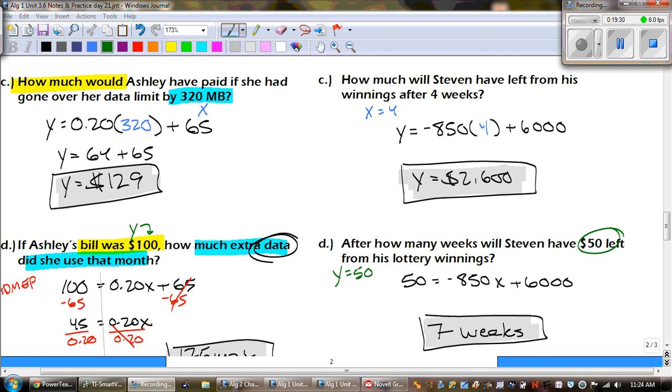Okay, so I just showed my work a little bit, but all the solving and stuff like that, you guys should be able to do that on your own by now. The answer to C is $2,600. So after 4 weeks, Stephen has $2,600. And then D, when will he have $50 left? And that's after 7 weeks. So he was blowing through that money.